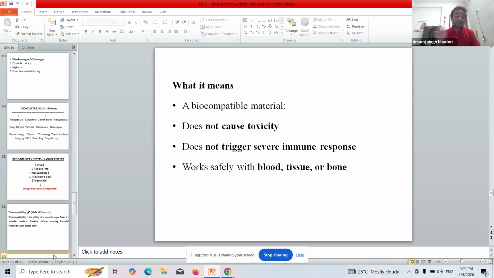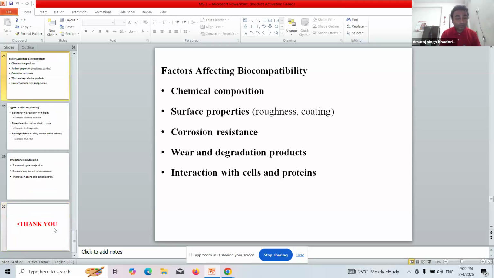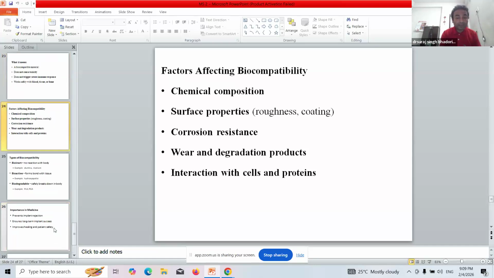This is the uniqueness of biocompatibility, how it differs from other materials, how it differs from other smart materials. So this is biocompatibility. Next are the factors affecting biocompatibility. There are different factors which are going to affect biocompatibility. So what are these different factors?